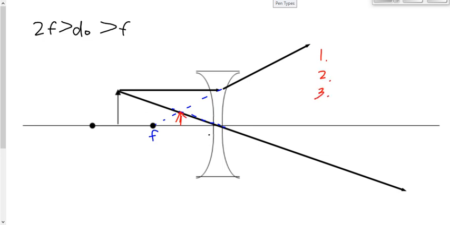what are the characteristics, the attributes? It is virtual, it is smaller, and it is upright. The characteristics of a concave or diverging lens are always smaller, upright, and virtual. Always. So, again, talk about drawing ray diagrams, talk about remembering patterns. The pattern for this one is easy. If you have a diverging lens, it's always the same three characteristics: smaller, upright, and virtual. Draw the ray diagram, remember the patterns and the characteristics. I don't really care, whatever ends up working for you.